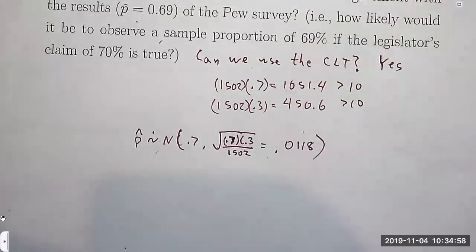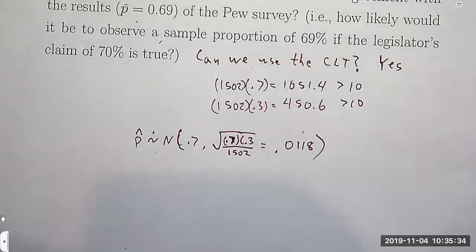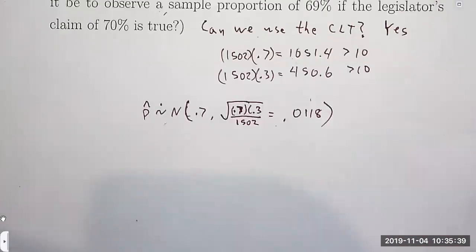All right. So just a reminder, this is a common mistake. Should we use 0.7 or should we use 0.69 here? We want to use the legislator's assumptions. So we're assuming he's true. We're giving him the benefit of the doubt. So we're living in his reality now. We're walking in his shoes. So we're assuming that 0.7 is what p is. And then we also use that p to find the standard deviation.